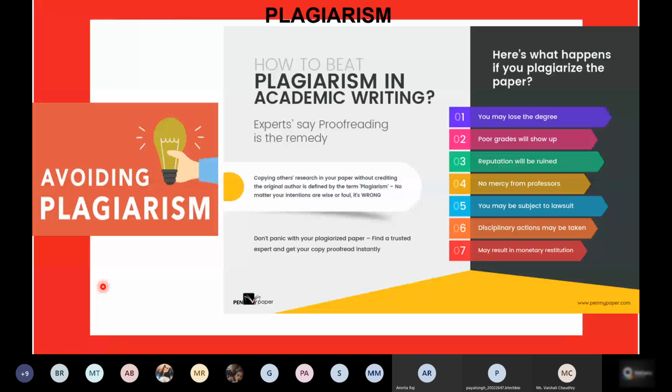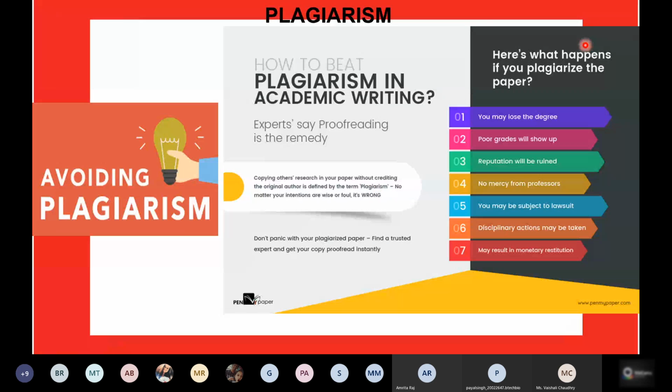It is okay when it is within the university campus or within the department system. But once it is an open platform, then it is said to be plagiarism, that is, you are copying the research without giving proper credit to the researcher. Copying others' research in your paper without crediting the original author is defined by the term plagiarism.